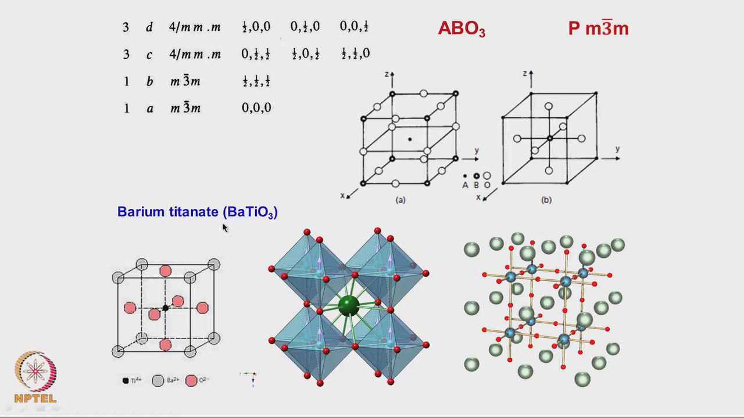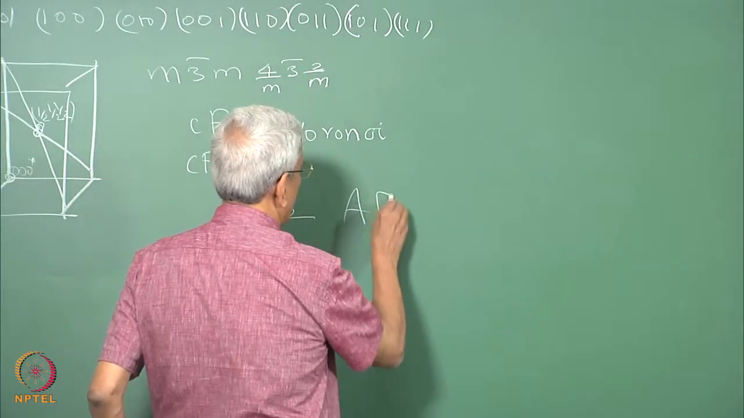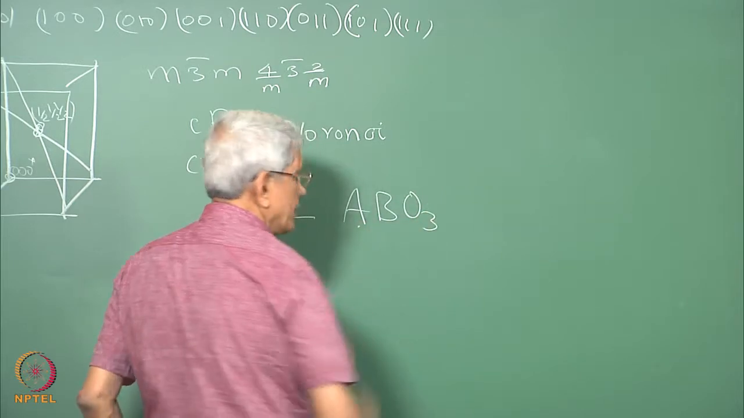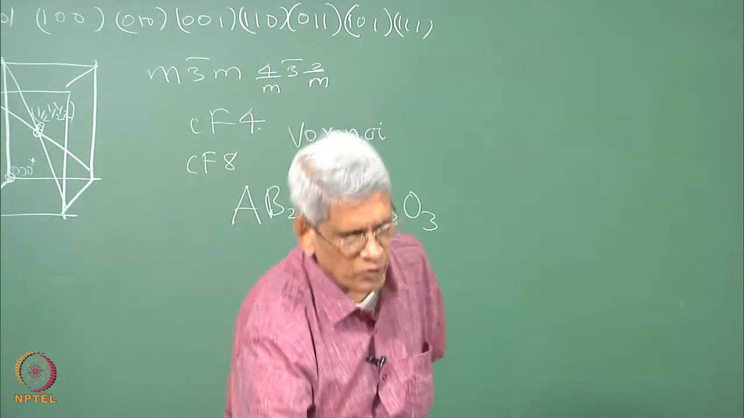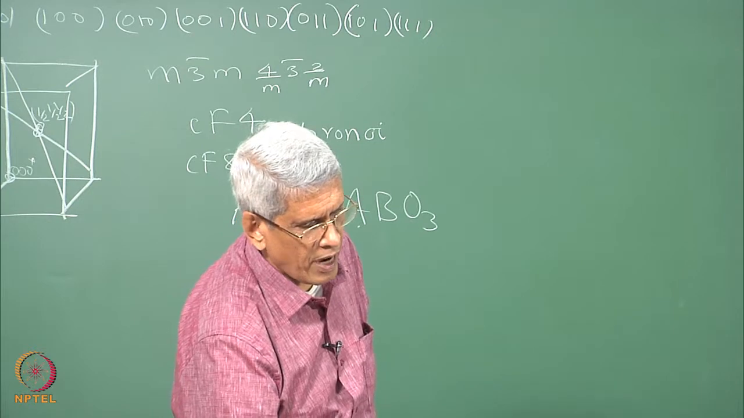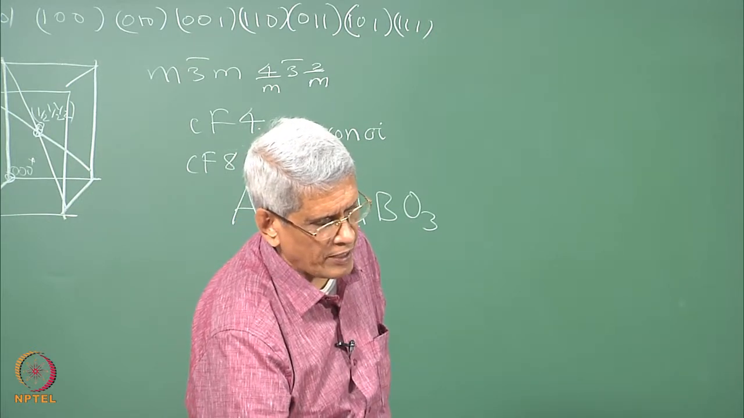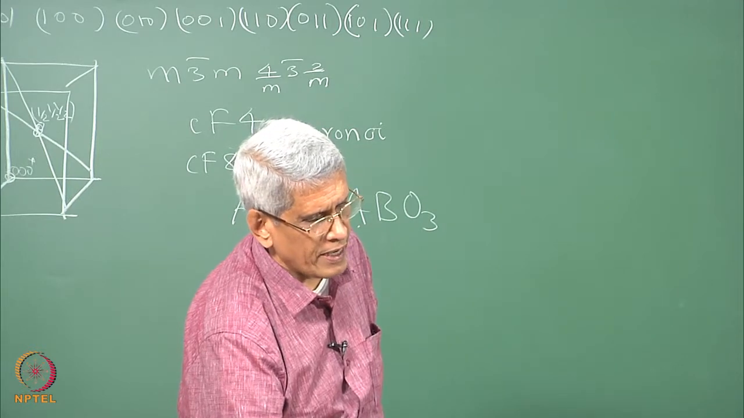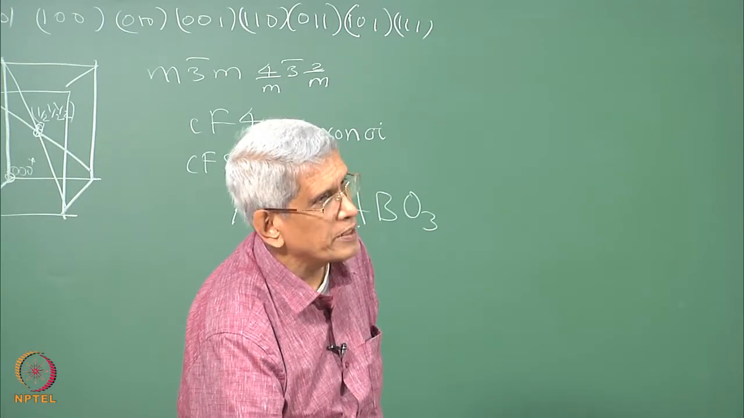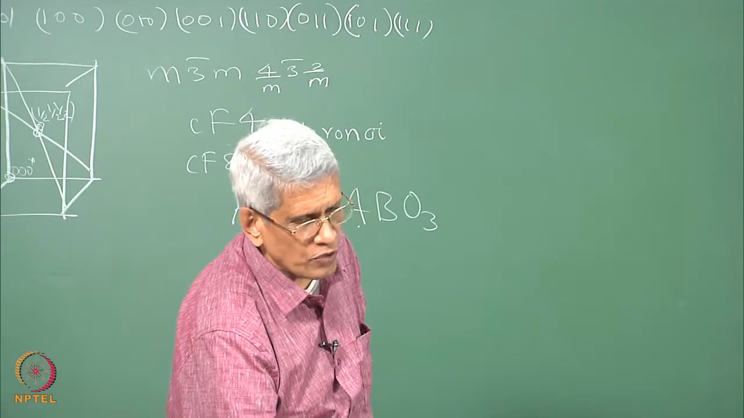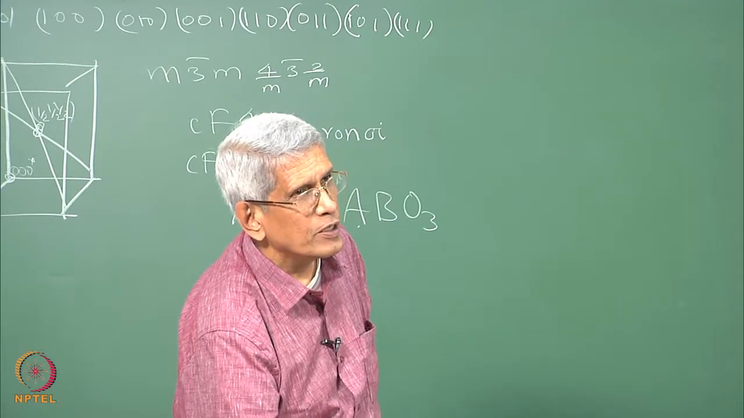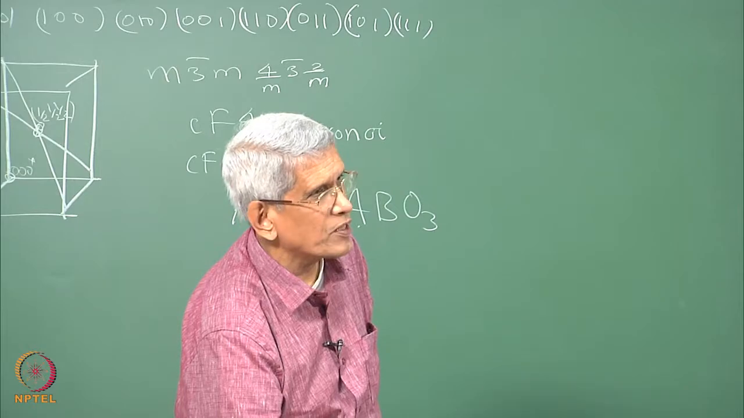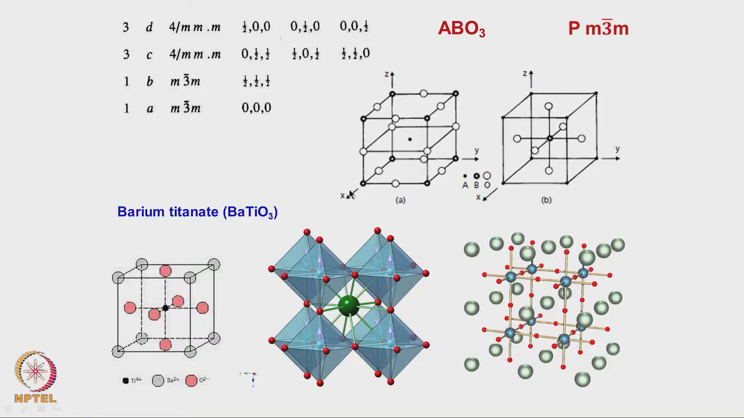That is, this is one which has an ABO3, right? A atom occupies one particular position, all the B atoms occupy another position in the primitive lattice, and the C atoms are the oxygen atoms which occupy these positions. So, this way also we can represent it. You will find in many books this sort of representation being given to describe these structures.